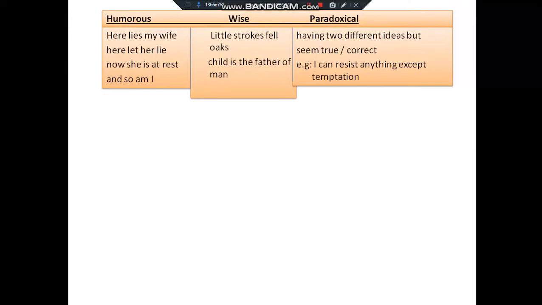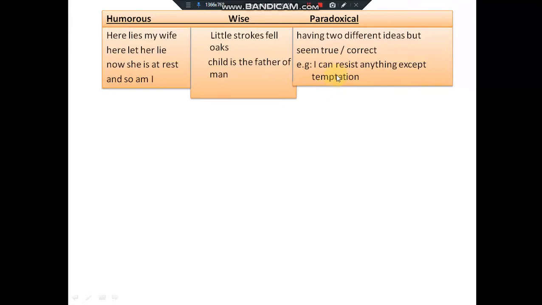This is called wit. And the next is to produce paradoxical effect. Paradoxical means having two different ideas again, but it seems correct or true. I can resist anything except temptation. Look here, the writer says this. What is temptation? Temptation is a kind of greed.